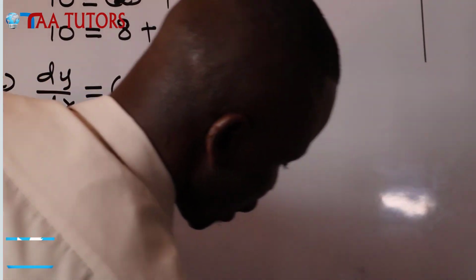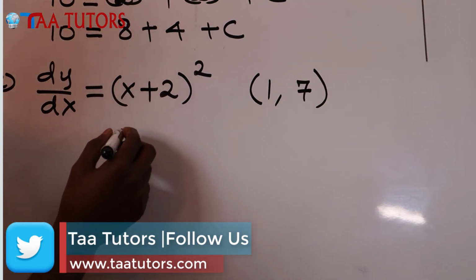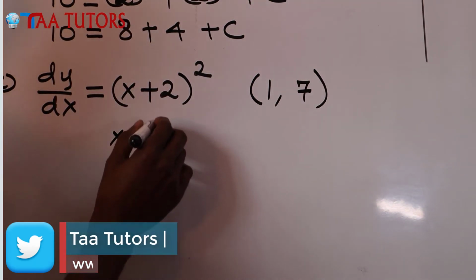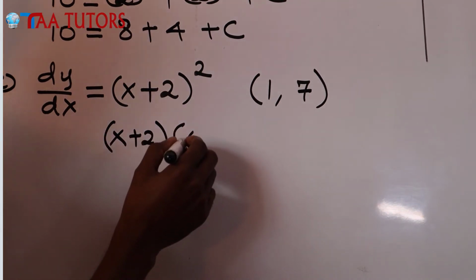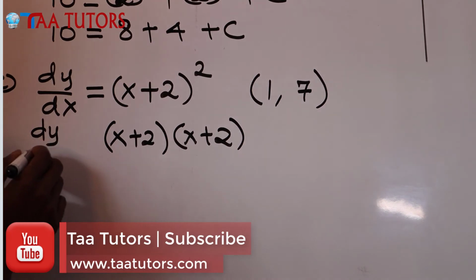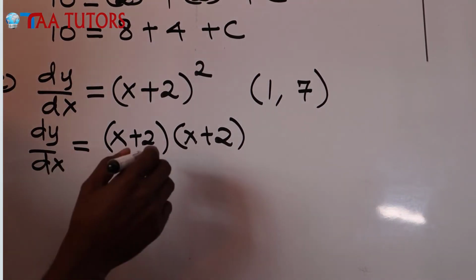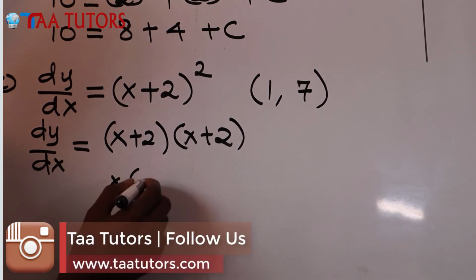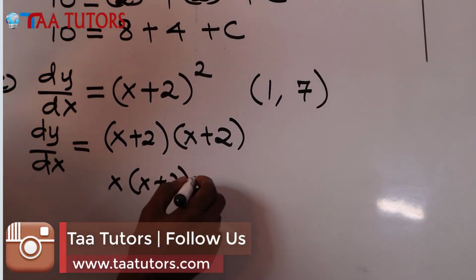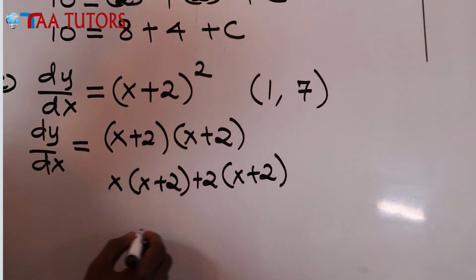I know some learners have issues with this particular thing. So let us say this is x plus 2 times x plus 2. That's what it means. This is dy/dx. So if you open the bracket, it will be x into x plus 2, into x plus 2.